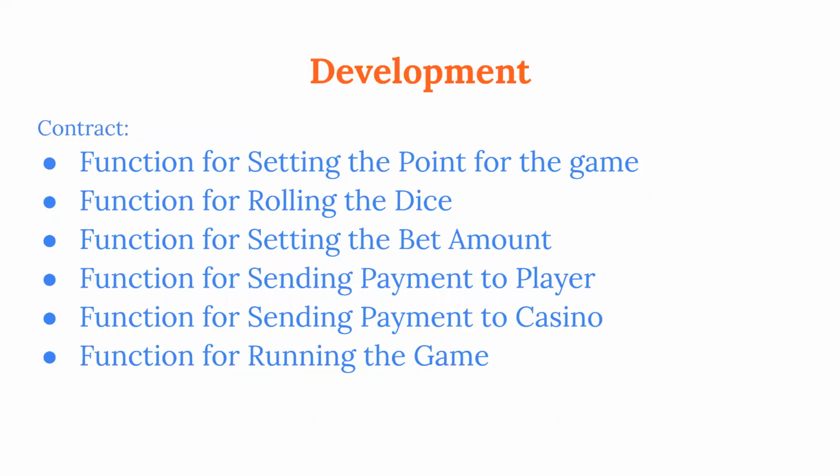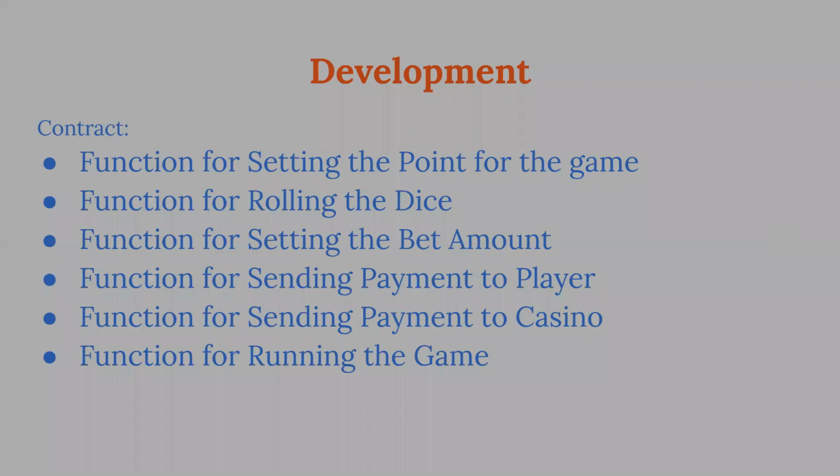Sorry, I think I jumped you off there. But for the development, we wanted in the contract a function for setting the point for the game, a function for rolling the dice, a function for setting the bet amount, a function for sending payment to a player, and a function for sending payment to the casino, so if the player loses, money goes to the casino. And then last, a function for actually running the game.